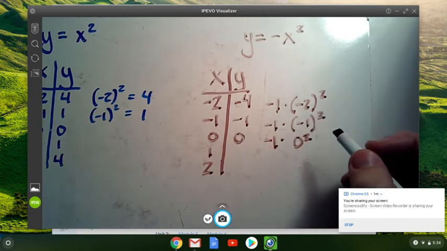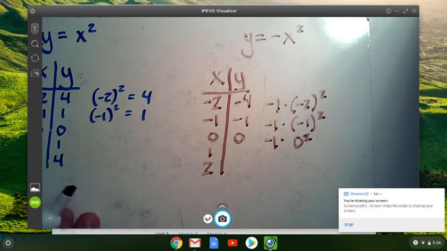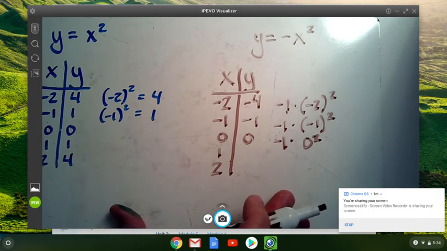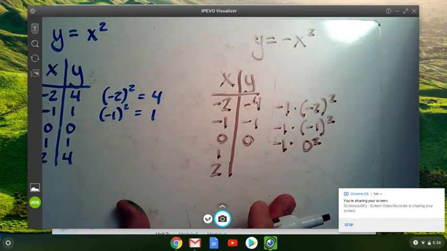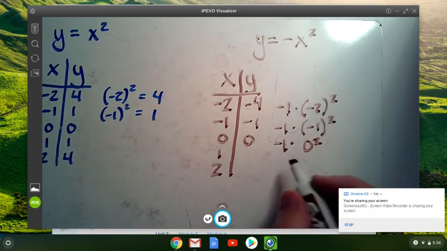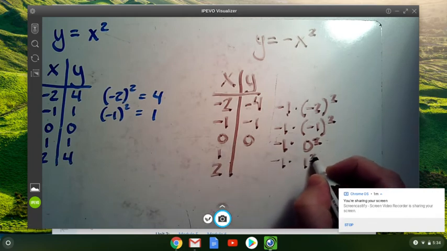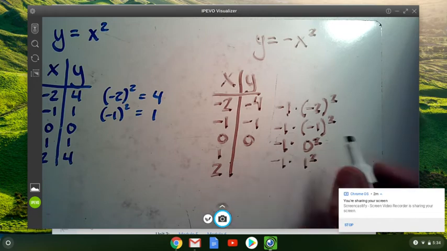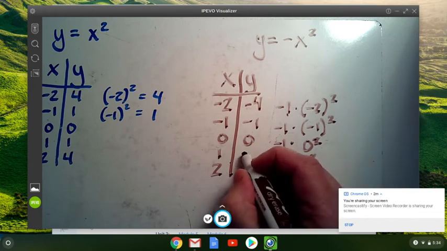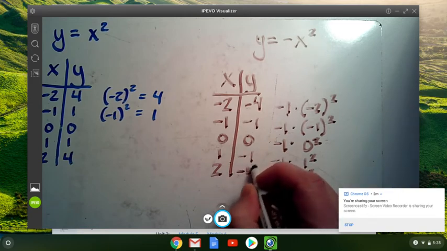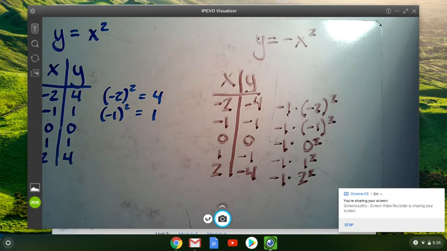So that's the same. Remember, this is the vertex of the parent function. Same vertex for this one, with the a value being the only transformation, only change. So now negative 1 times 1 squared. 1 squared is 1 times negative 1. Because we do exponents before multiplication again, we get negative 1. Negative 1 times 2 squared. 4 times negative 1, negative 4. So there we go, there is the XY chart for these.